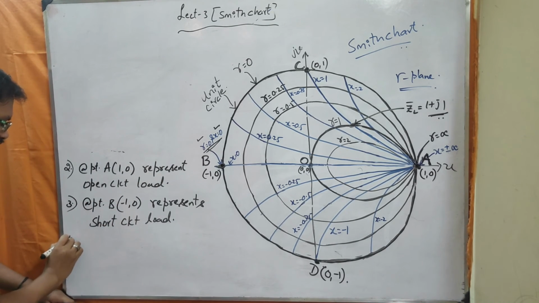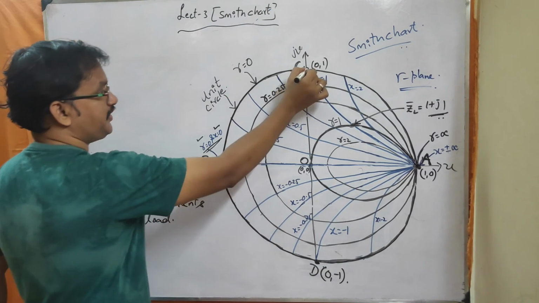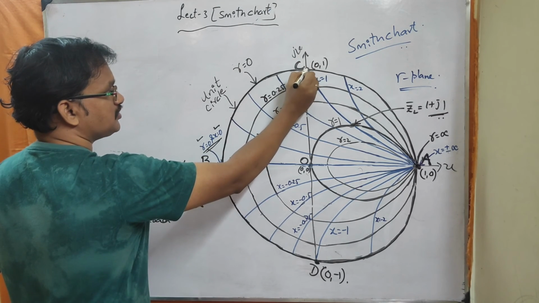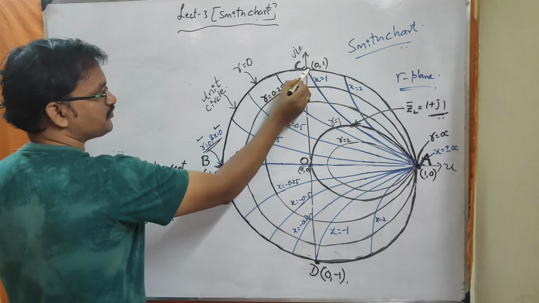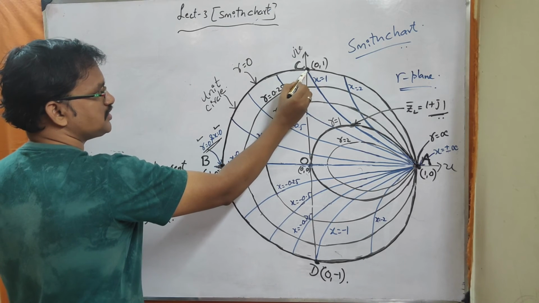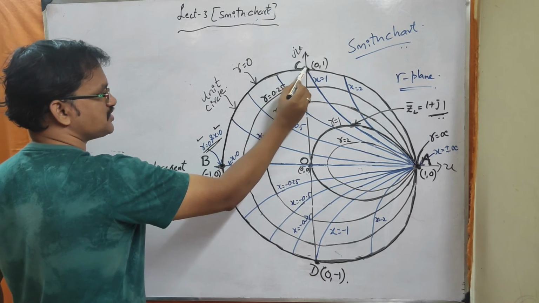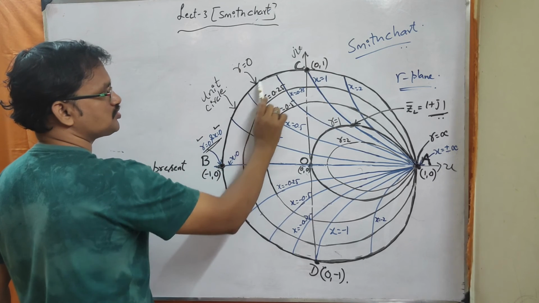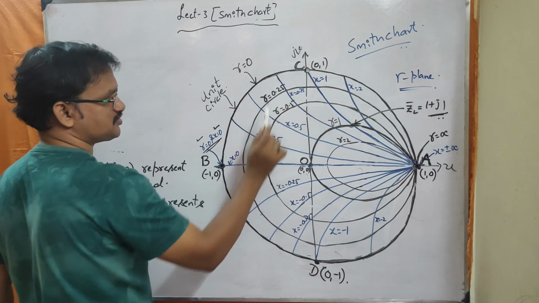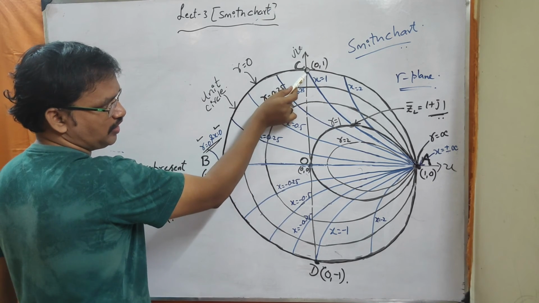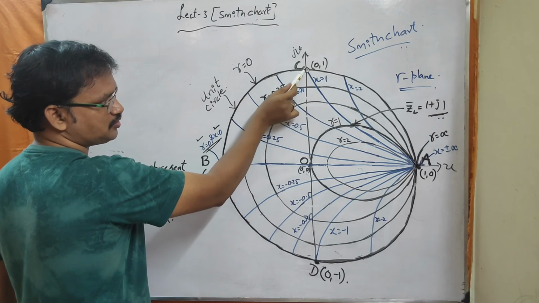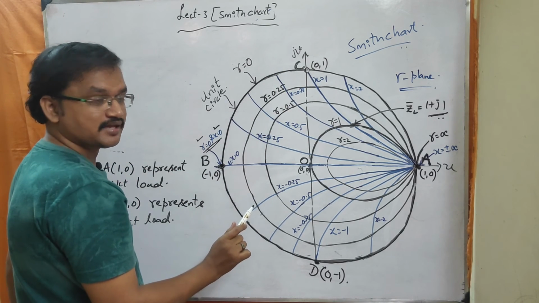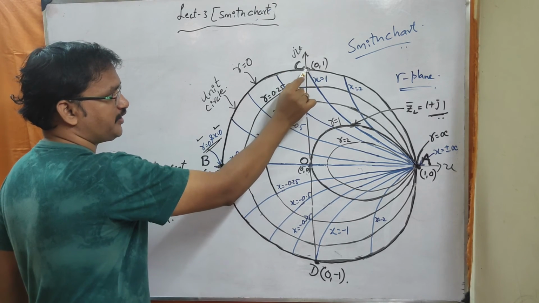Next, let us consider the fourth point. Let us say this point is C. At this point, what is the load impedance value? Through this point C, what is the resistance circle that is passing through? That is nothing but R equal to 0. The R equal to 0 circle is passing through this point C, and X equal to 1 is also passing through this point C. Yes or no?